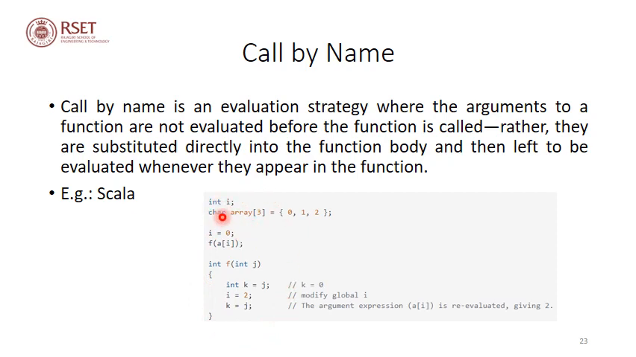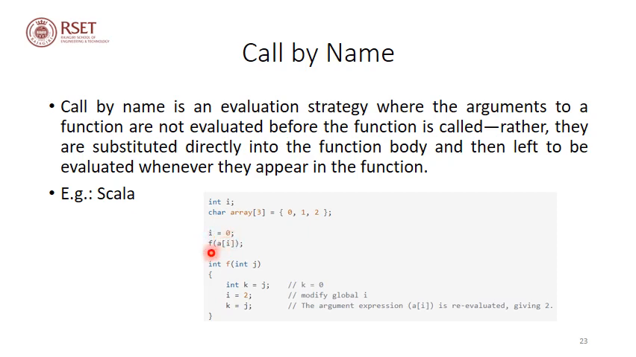So we have a global variable I, then we have a character array. Let's say the name is A and it can store 3 elements. And the elements stored within this array in indices 0, 1, 2 are 0, 1, 2 respectively. So values are 0, 1, 2 respectively. Then the global variable I is initialized with the value 0.